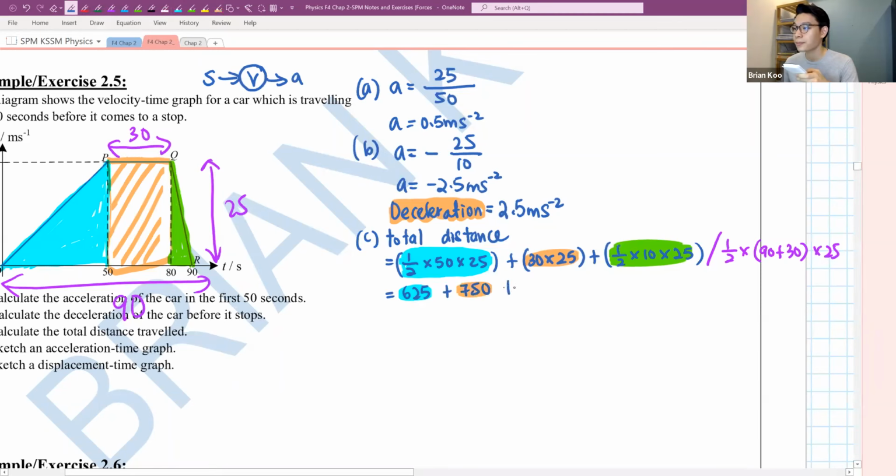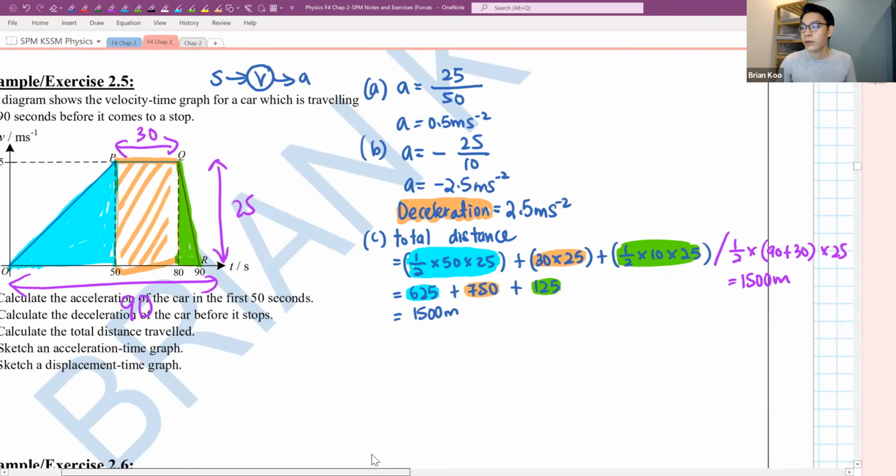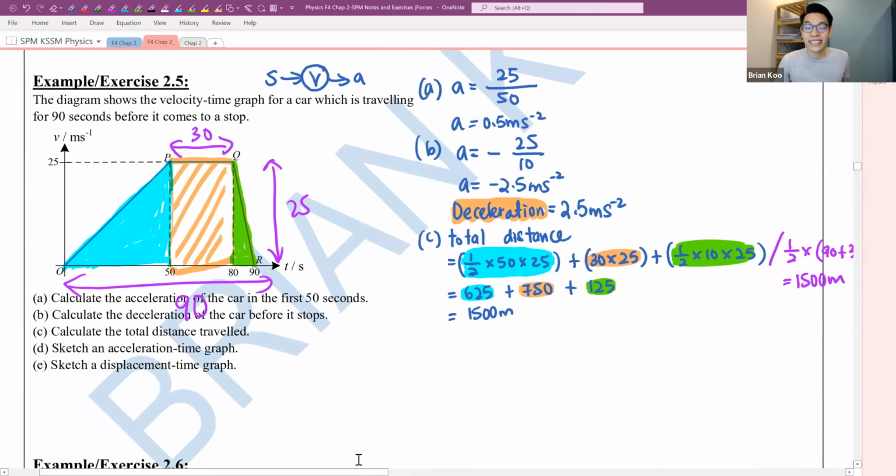And then last one. If you did this, you are going to get 1,500 meters. So they'll both give you the same marks, but I'm preparing you for part E later.